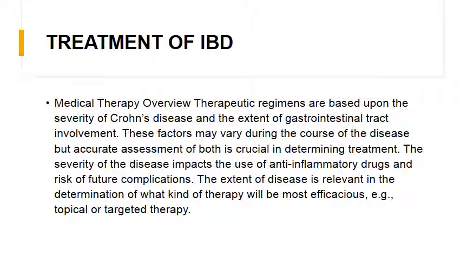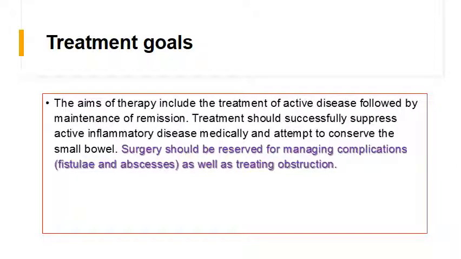In case of a mild disease, you can try a topical therapy, especially in ulcerative colitis, which is limited to, let's say, the rectum. But when it's very extensive, you need targeted therapy. The therapy that you give the patient treats the active disease and also maintains the remission, so that once the flare dies down, the new flare comes in after a long interval of time. Treatment should suppress the active inflammatory disease medically and help to conserve the small bowel. Surgery is always the last option.